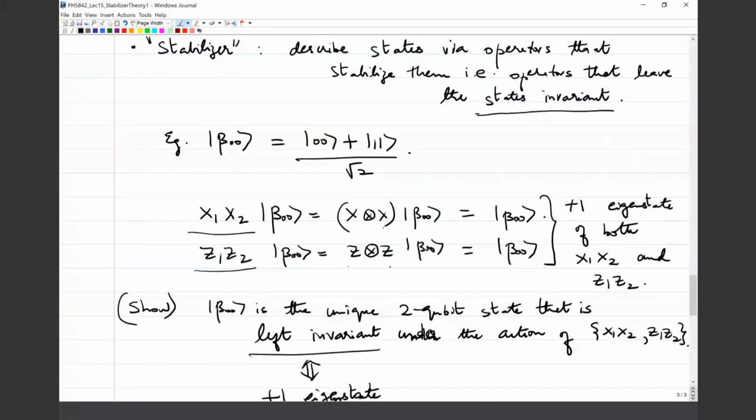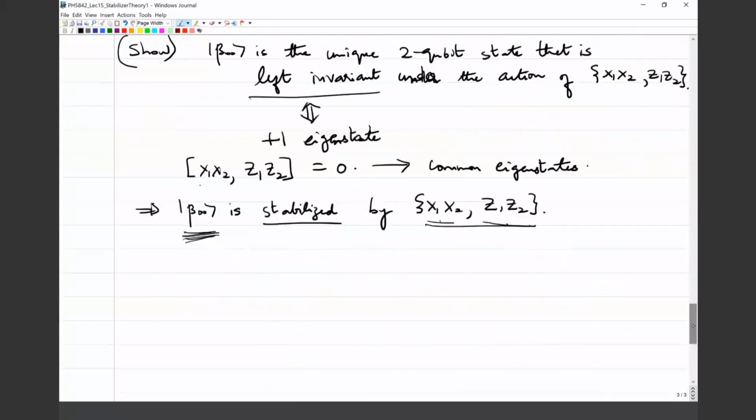sign. So if I look at the 4 Bell states, for example, then you can see that this is the only state which is stabilized, which means it's a +1 eigenstate of both x1, x2, and z1, z2. So taking commuting Pauli operators and trying to associate states that are left invariant by them automatically imposes a certain structure on those states. And that's what the stabilizer formalism does for us, right?